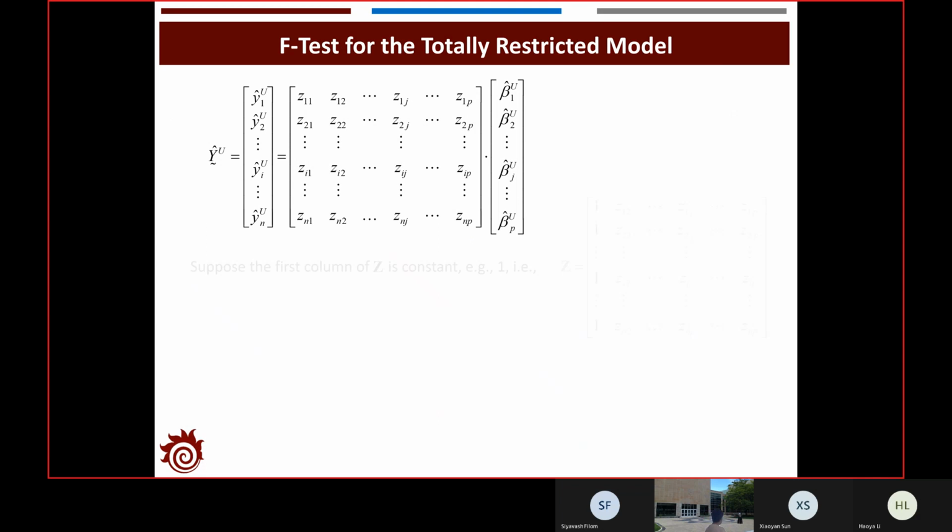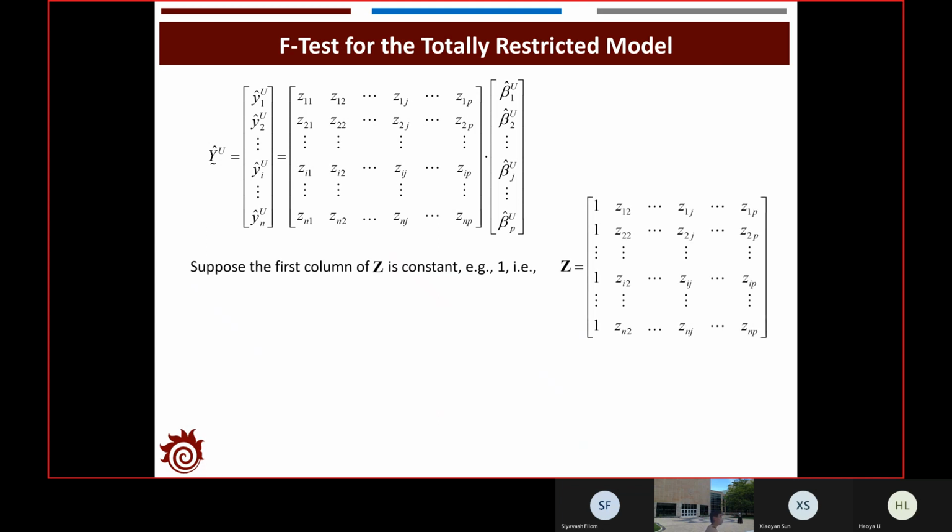So with that, I will give you an example about the extreme case: the totally restricted model, which means that except for the constant term, we remove all the variables to see whether it's possible for us to just use the average value to do the estimation.